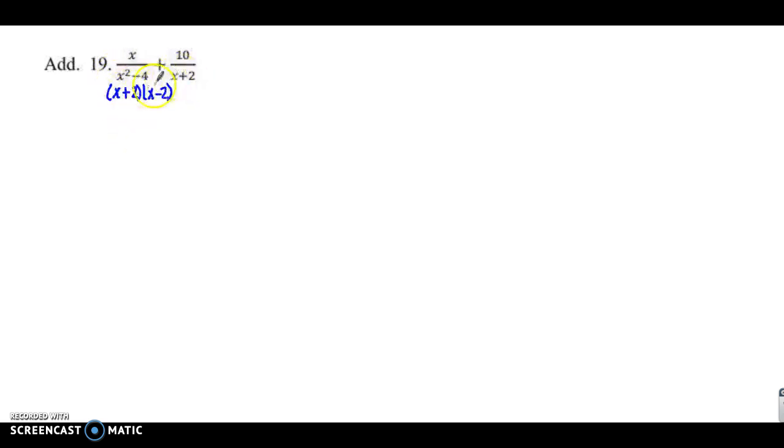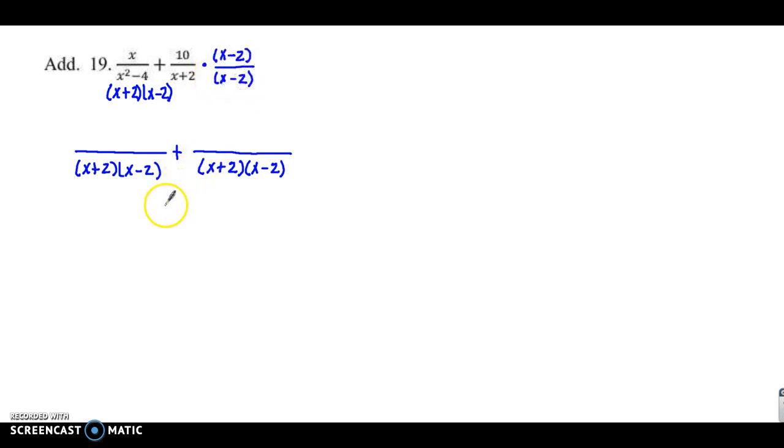So notice between my two denominators now, in order to get a common denominator, I want that common denominator to be x plus 2 times x minus 2. Because notice this denominator has both of those, and this one has one of them. So I could make this denominator on the right-hand side the same by taking that right one and multiplying by a factor of 1, which in our case will be x minus 2 over x minus 2.